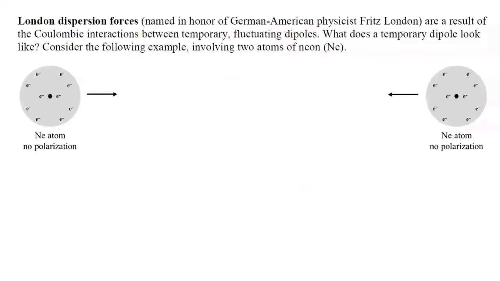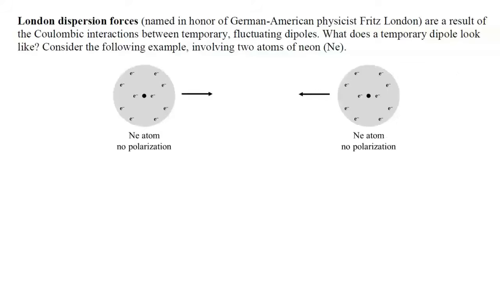London dispersion forces, named in honor of German-American physicist Fritz London, are a result of the Coulombic interactions between temporary fluctuating dipoles. So what does a temporary dipole look like? Consider the following example involving two atoms of neon. So there is no polarization of either atom, and the electron clouds are fairly evenly distributed.